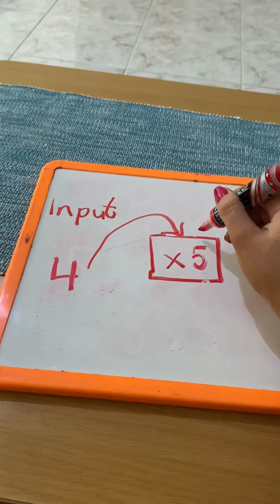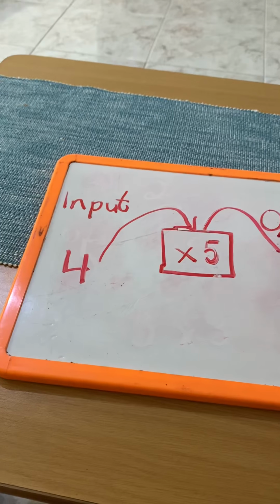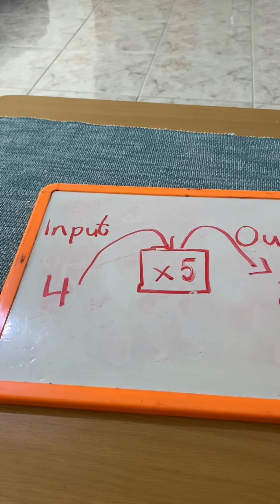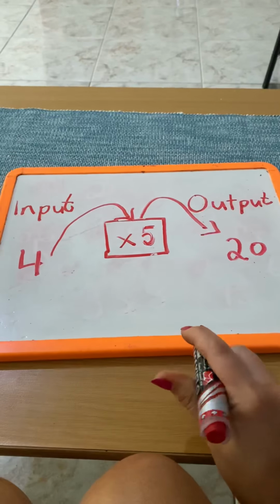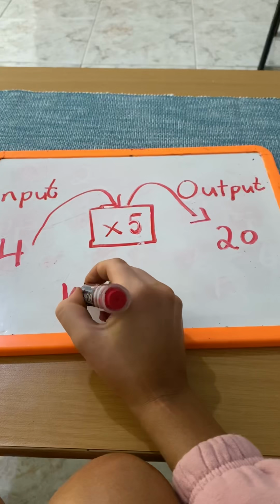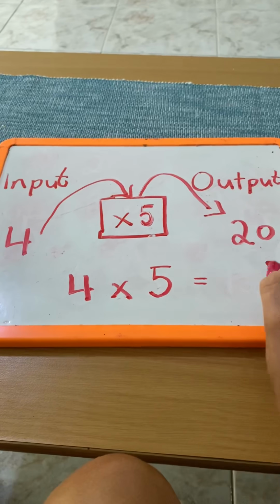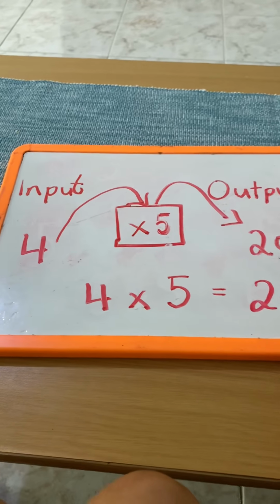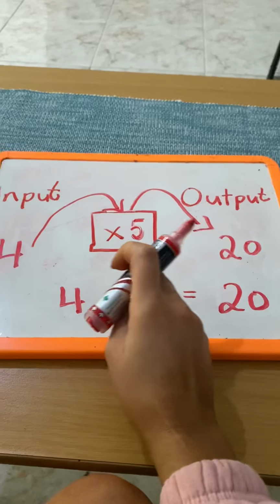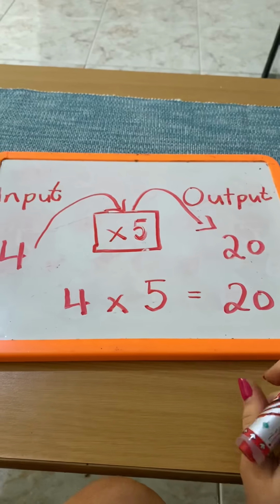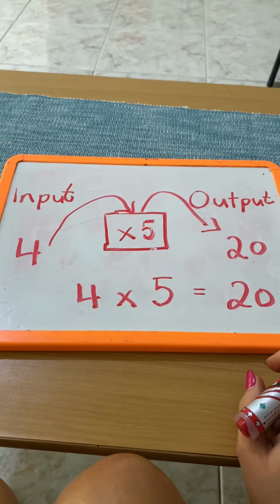So what comes out of our function machine, or our output, is the number 20. And if we were going to write that as a sum, we would say 4 times 5 equals 20. So our input was the number 4, our function was times 5, and our output was the number 20.